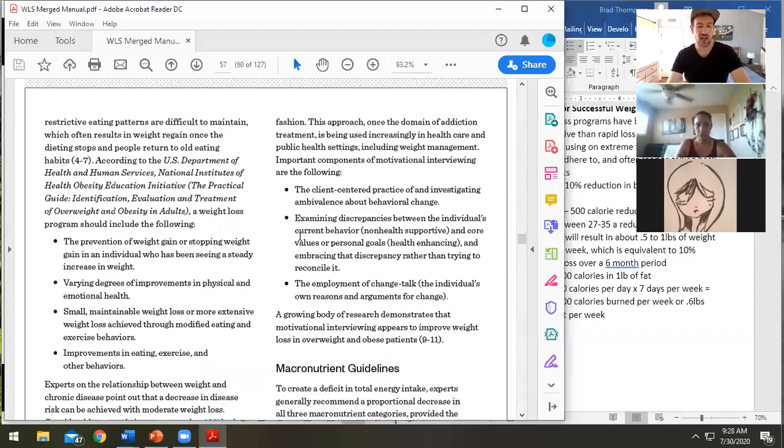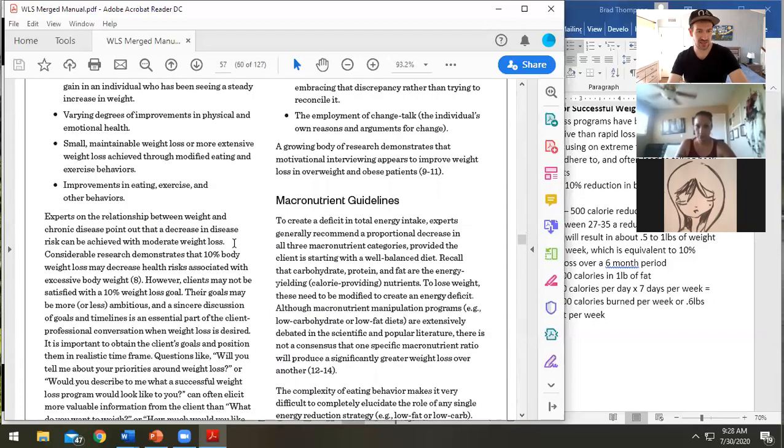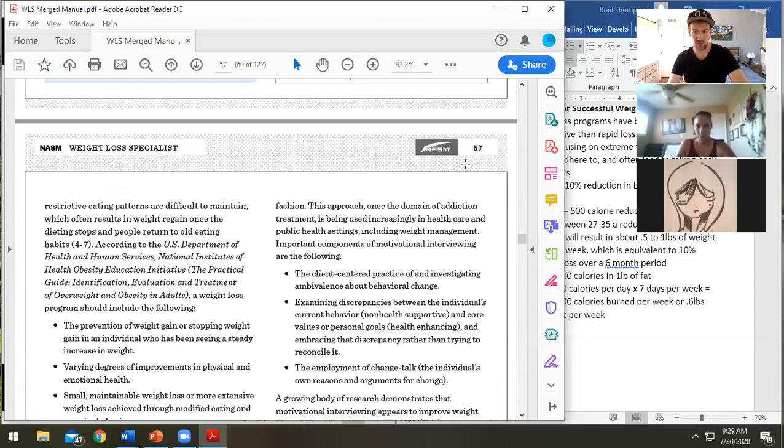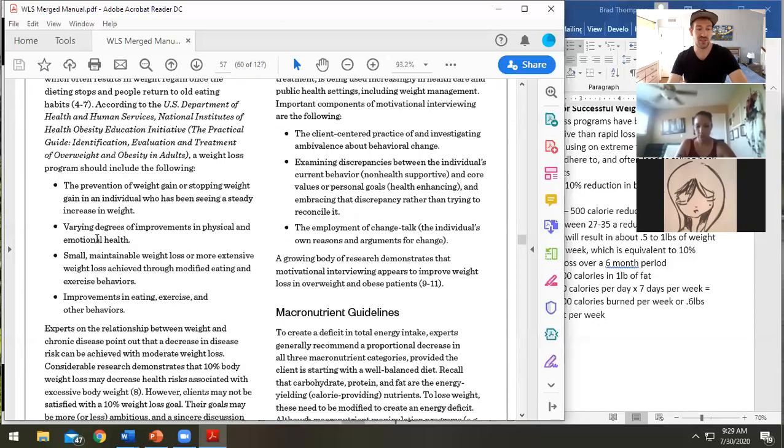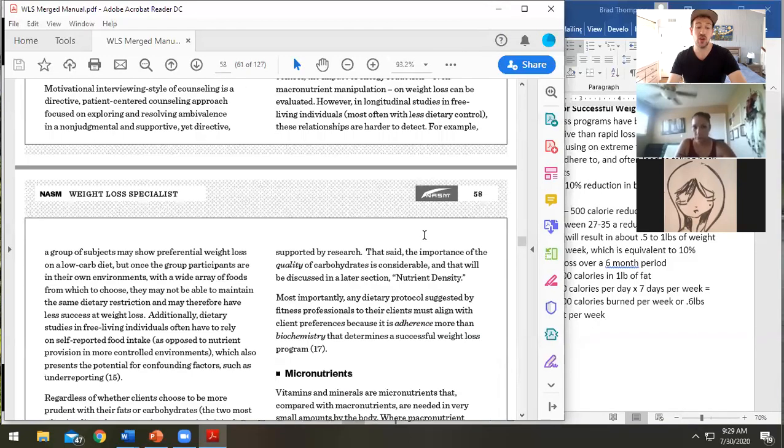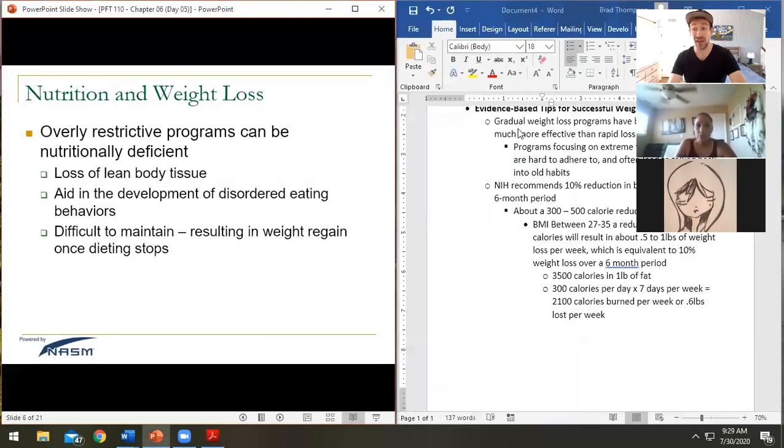Yeah, so what you're gonna see in this section right here, on page 57, is that much smaller, more manageable weight loss results in fat loss rather than just weight lost, right? We don't want to lose body weight, we want to lose body fat. That's our main goal here. When you lose too much weight too rapidly, you end up tapping into your muscle stores.